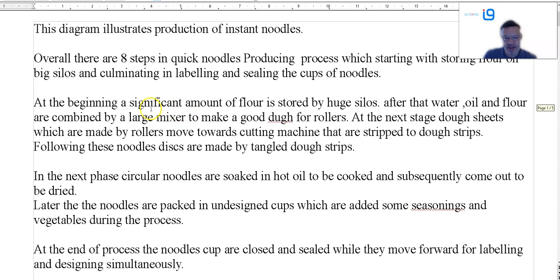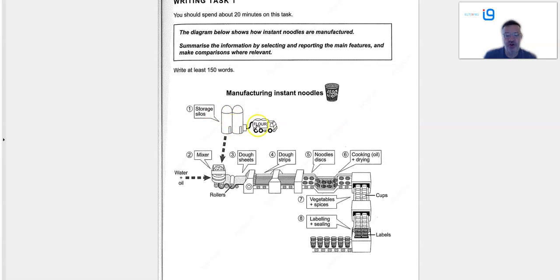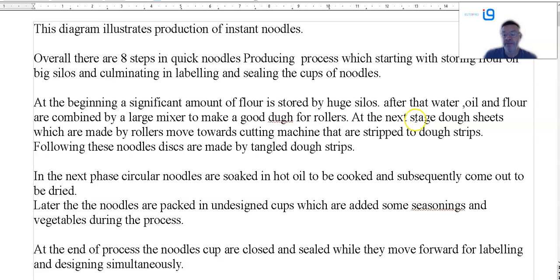At the beginning, a significant amount of flour. Well, it doesn't really say anything about the amount that I can see. It's just some storage and flour. We can surmise, perhaps, about the amount, but it doesn't say anything. Water, oil, and flour combined by a large mixture to make a good dough for rollers. At the next stage, dough sheets. The dough sheets which are made by rollers move towards a cutting machine.